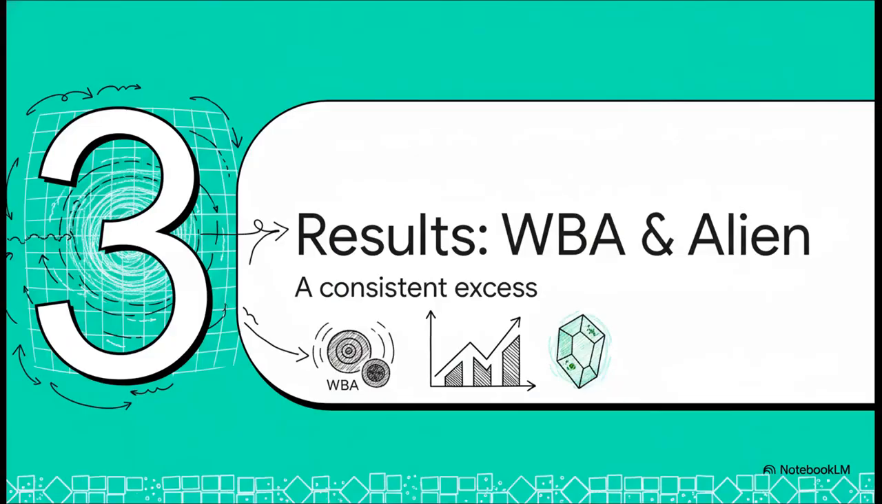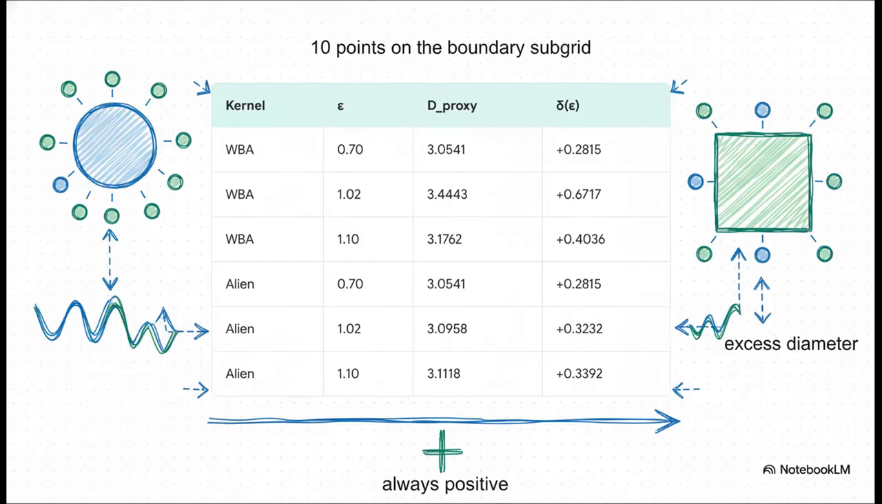Okay, now for the results. We'll start with the first two operators, the WBA and alien kernels. And what we find here is that for these two, the behavior on this new, refined grid is remarkably consistent and clear. The numbers really speak for themselves here. For both the WBA and alien kernels, at every single one of the 10 boundary points tested, the diameter proxy is strictly greater than the d_bound. That column on the right, the excess diameter delta, is positive across the board.